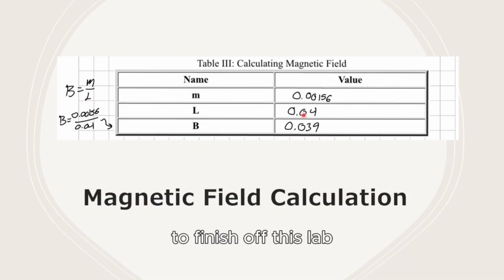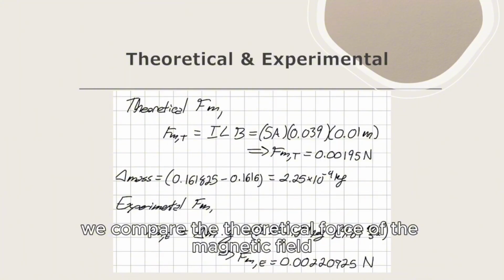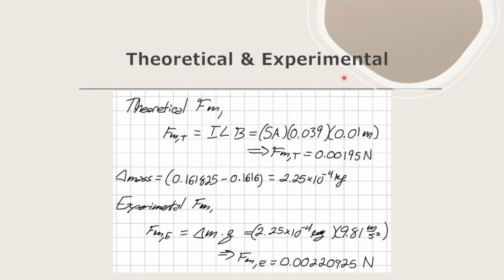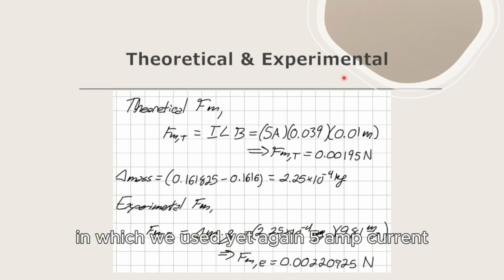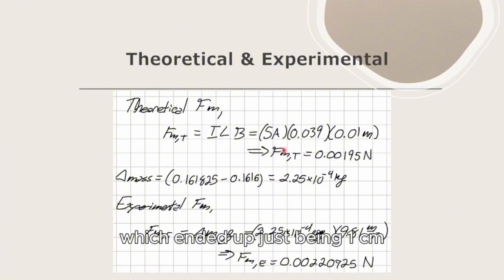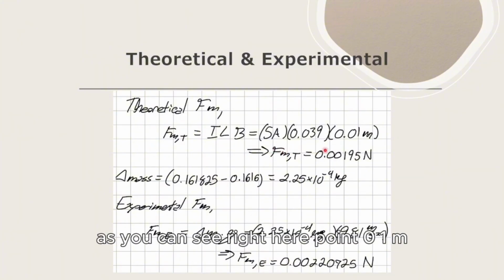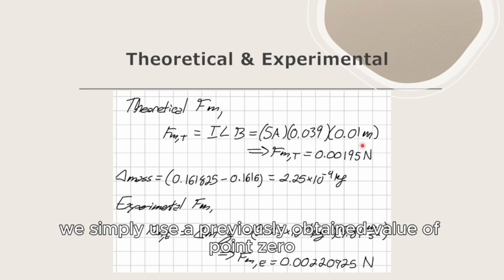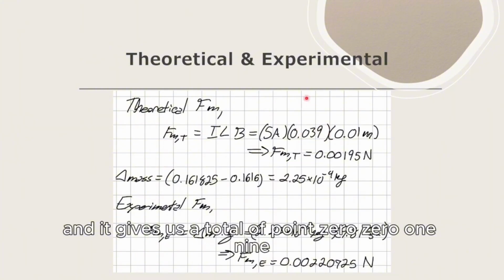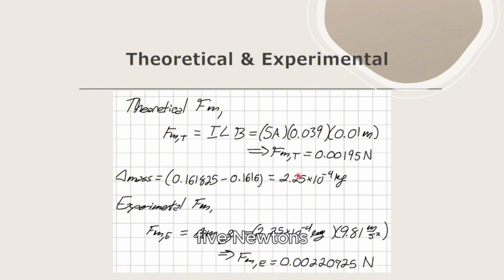To finish off this lab, we compare the theoretical force of the magnetic field versus the experimental one. We got another setup in which we used, yet again, 5 amp current, but this time we used another wire length, which ended up just being 1 centimeter, as you can see, right here, 0.01 meter. To calculate the theoretical, we simply use the previously obtained value of 0.039 for the magnetic field, the current, and the wire length, and it gives us a total of 0.00195 newtons.